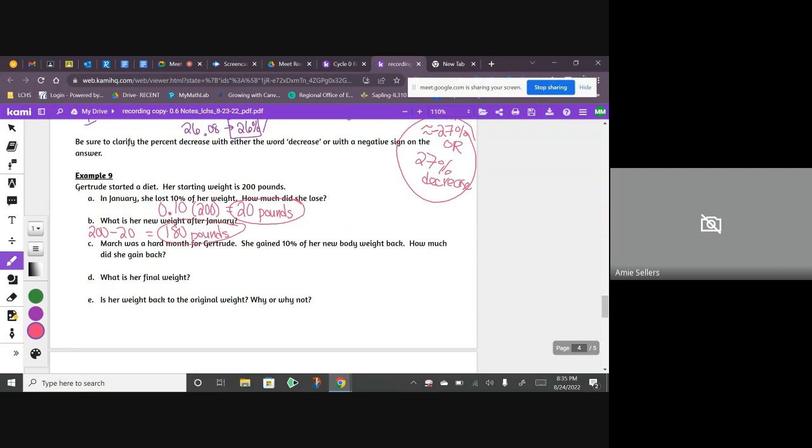Part C says, March was a hard month for Gertrude. She gained 10% of her body weight back. How much did she gain back? Now, it's gaining 10% of her new body weight back. So we want 10% of 180 pounds. So that's going to be 0.10 times 180. So we get 18 pounds. So for part D, what's her final weight? So if she gained the 18 back, we are now at 198 pounds.